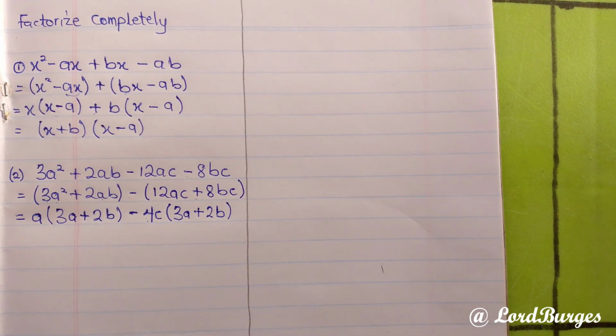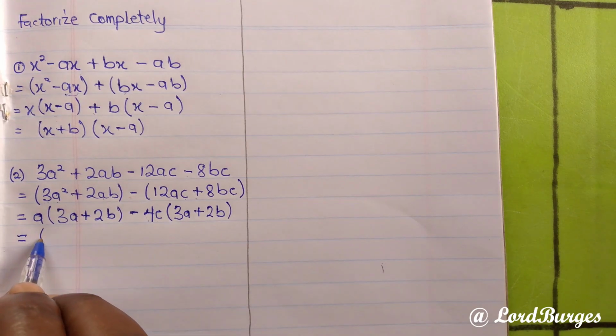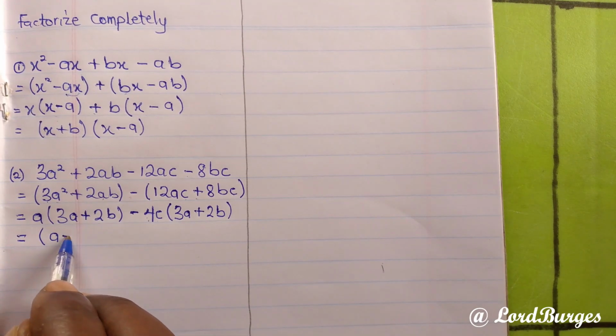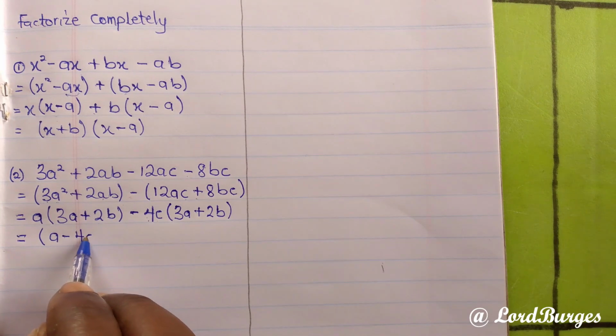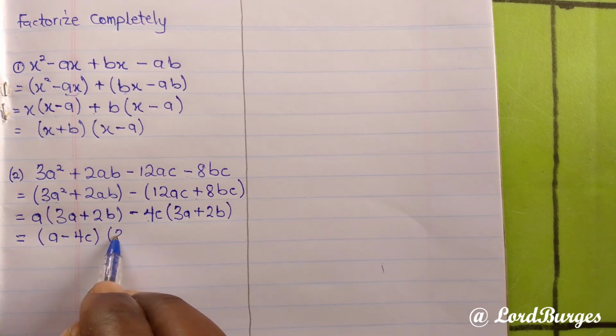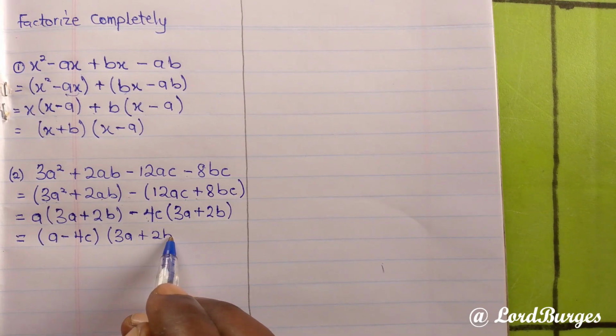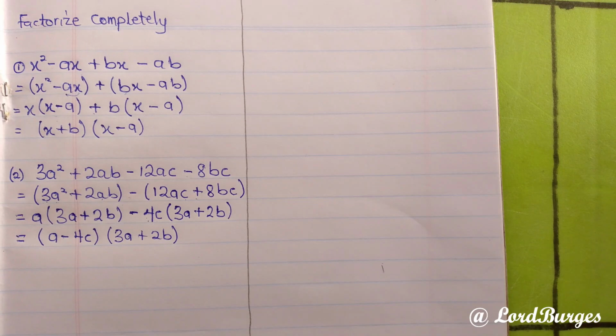Now let's look at the two brackets. Can we see that this bracket is the same as this bracket? That tells you that you have done the right thing. So at the end, those outside the bracket are a minus 4c, and those inside the bracket are 3a plus 2b, as our final answer.